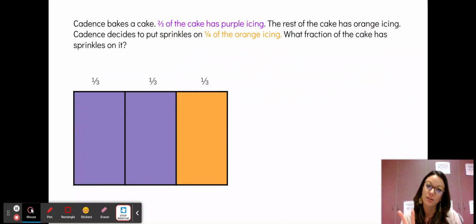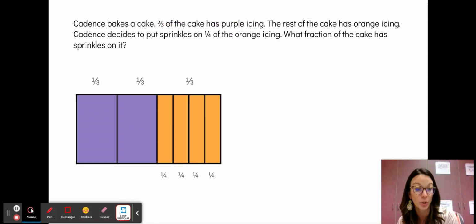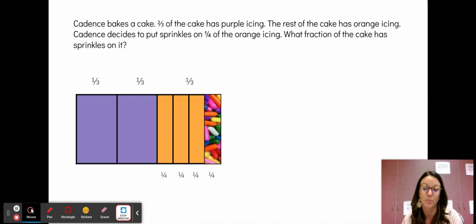We have two-thirds of the cake with purple icing and the rest orange. If you draw out a cake and break it into thirds and two-thirds are purple, you will automatically see that the last third is what's left, right? So that's orange. And Cadence decides to put sprinkles on a fourth of the third. So you need to break the last third into four equal pieces, and that is where the sprinkles will go.